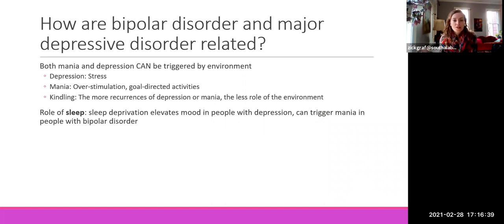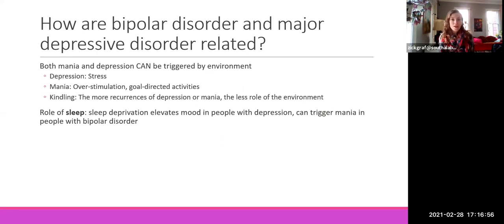So both mania and depression can be triggered by the environment, depression by stress, and also by the tendency to withdraw and stop engaging in pleasant activities. Mania is kind of the opposite. It can be triggered by overstimulation, by excitement, and by engaging in too many goal-directed activities.